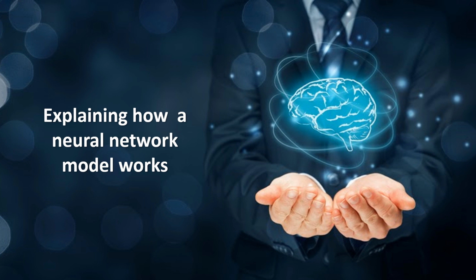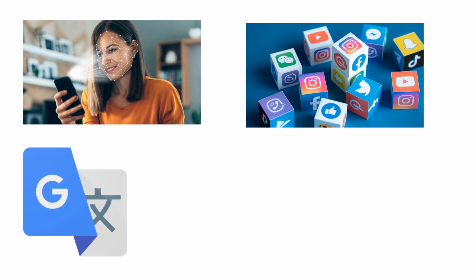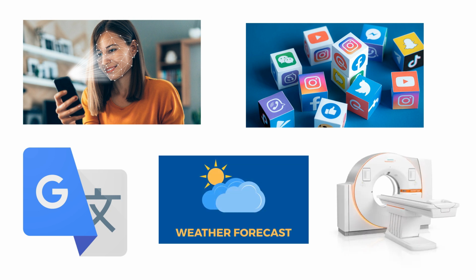In this video, we will explain a neural network model and how it works. You would have been involved in using neural networks even without knowing you did, because some of the most used applications are based on neural networks, like facial recognition in our mobile phones to unlock them, social media apps that we use every day, Google Translate, which has saved many of us in foreign countries. Weather forecasts and CT scan machines are all some of the examples of neural networks.